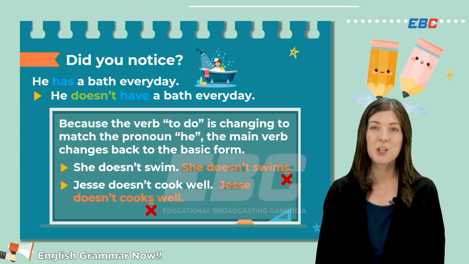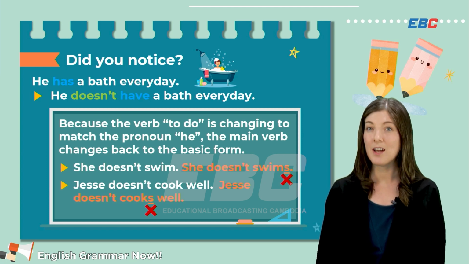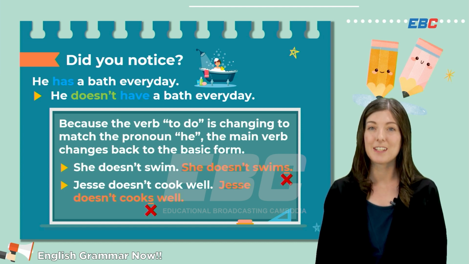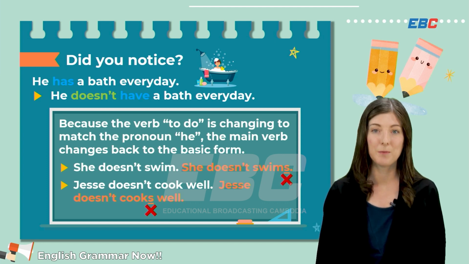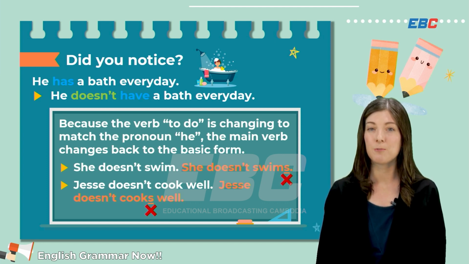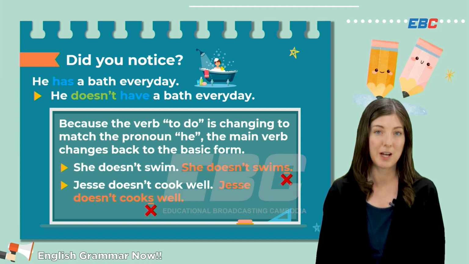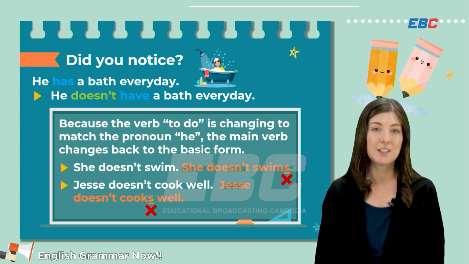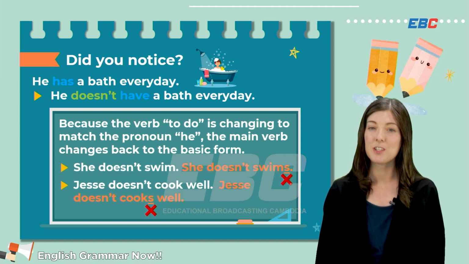We would not change the second verb to match the pronoun. So we would not say, she doesn't swims with an S at the end. The same thing for our second example. Jessie doesn't cook well would not change into, Jessie doesn't cooks well. Only one of the verbs will change to match the pronoun. So make sure that if you add don't or doesn't into the sentence, the second verb should stay in the basic form.